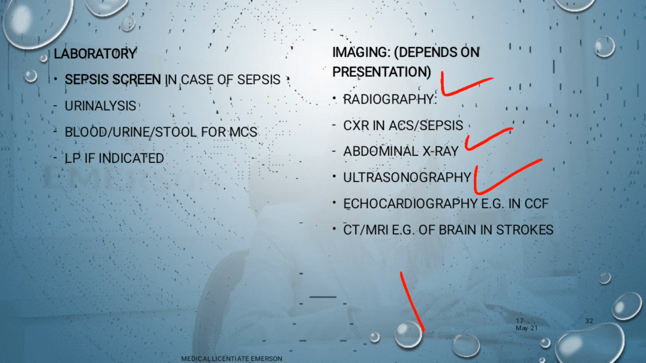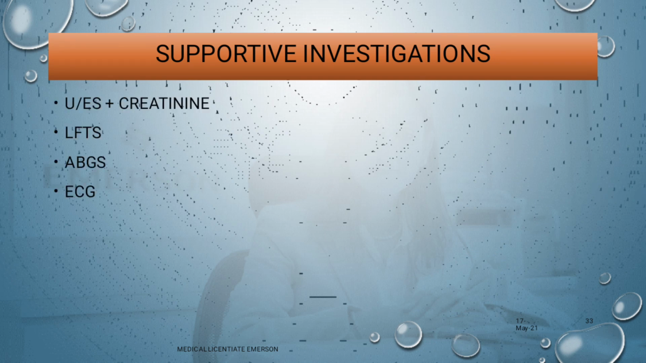So transcranial Doppler ultrasound, TCD. That's the one we can do in a CVA patient, in sickle cell disease to be specific. Then supportive investigations, we can have U&Es, packed cell volume, RFTs, ABGs, and ECG.